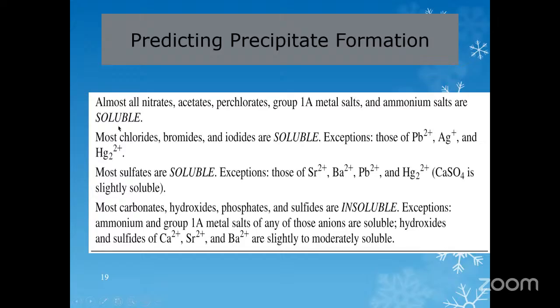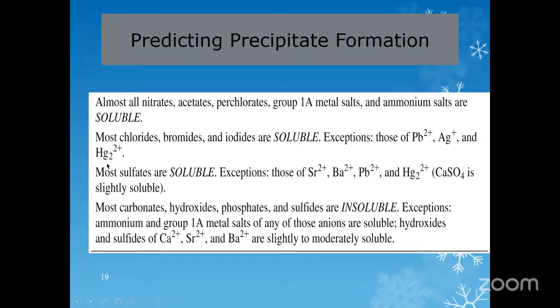The first line says almost all nitrates, acetates, perchlorates, group 1A metal salts, and ammonium salts are soluble. So basically what this is saying is that any compound that fits into this description will dissolve in water and therefore will not form a precipitate. Look at this line right here. It says most chlorides, bromides, and iodides are soluble, but there are exceptions: lead 2 plus, silver plus, and mercury 1.